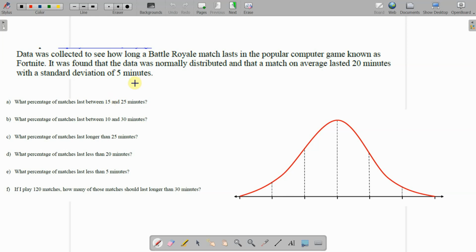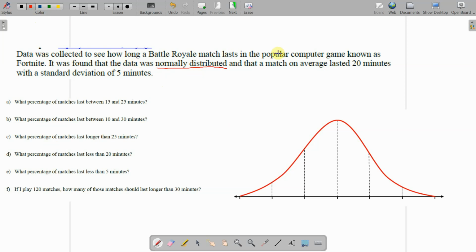Now with this topic the whole thing is about the idea of something that's normally distributed. In each question we get clues as to how to fill this in and how to do these answers. Let's have a look at what clues give us in the question.